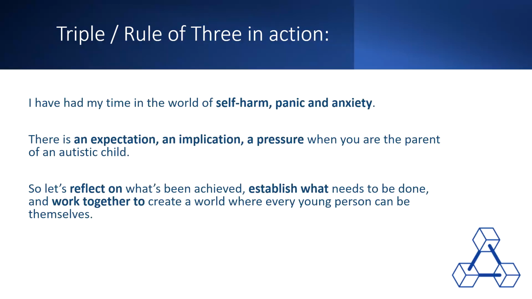I've had my time in the world of self-harm, panic and anxiety. So you can see 2, then the word and, then the third, the end of that triple there, really makes that sentence more powerful. Those 3 words, the self-harm, the panic and anxiety, then become like a little family that stand out in that sentence. There is an expectation, an implication, a pressure when you're the parent of an autistic child. So very similar impact there.